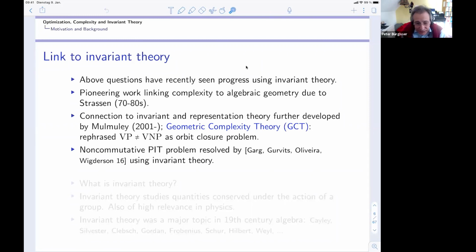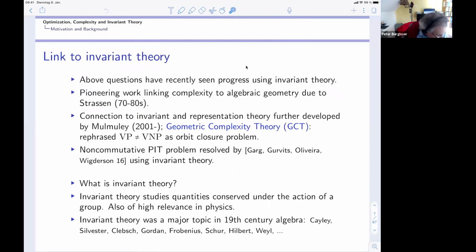On the other hand, there is a recent paper from 2016 by Garg, Gurvits, Oliveira, and Wigderson, my co-authors, where they solved the non-commutative polynomial identity testing problem. This is exactly the problem I had on the previous slide, symbolic determinant identity testing when the variables are non-commutative. Of course, one has to discuss what this means, what the determinant is, etc., but it's essentially this problem. And they solved it. A crucial ingredient of their proof was invariant theory. So that's how these people entered invariant theory. I would say I came from a different side.